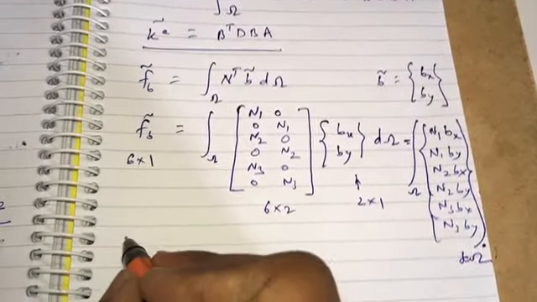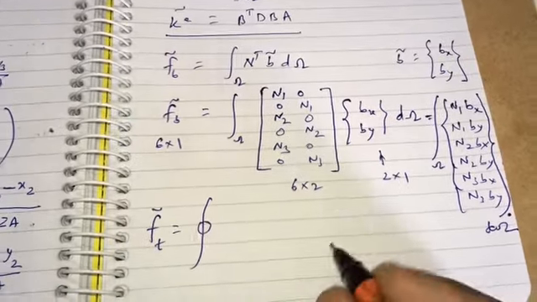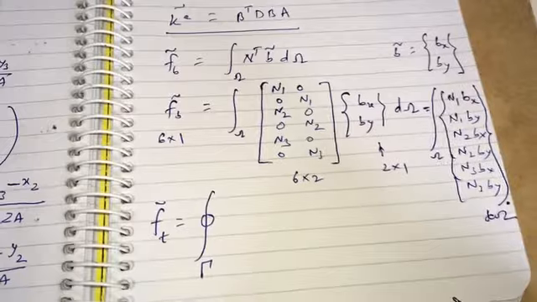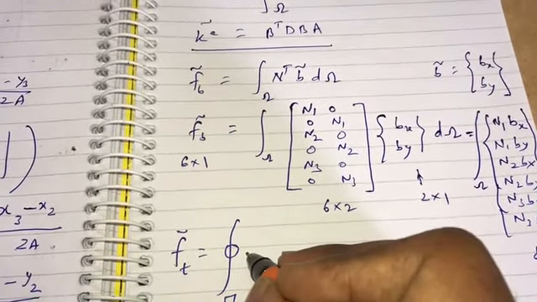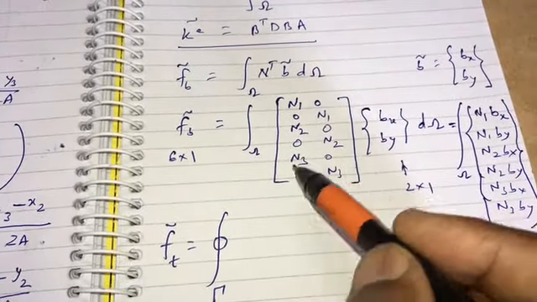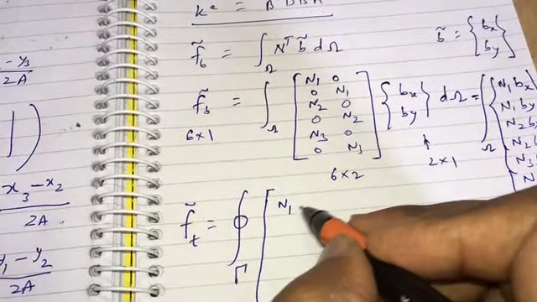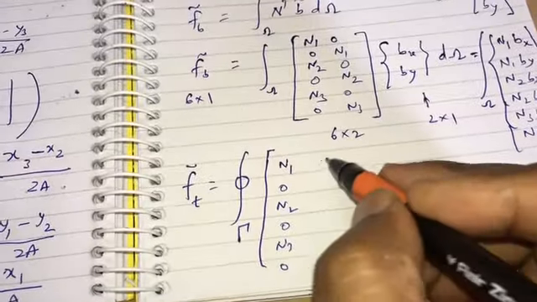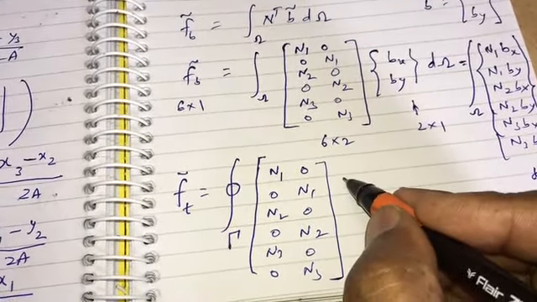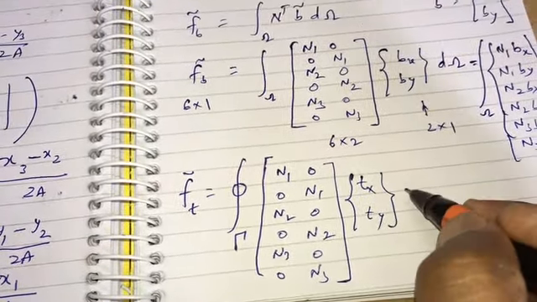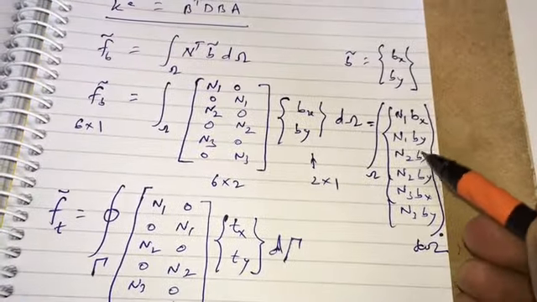Now Ft is equal to, now we have a cyclic integral over the whole boundary, and here also this is equal to nT times t. So similarly we have to write here also n1 0 n2 0 n3 0 and 0 n1 0 n2 0 n3 times tx and ty, and d gamma. So this is what the Ft will be, and this also can be expanded in a similar way as we have expanded here.